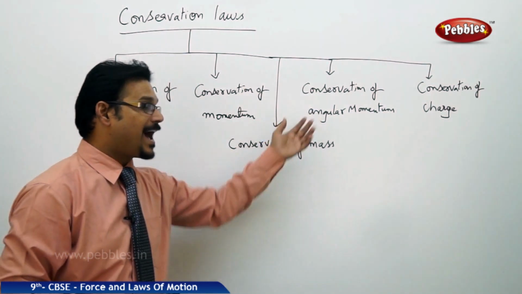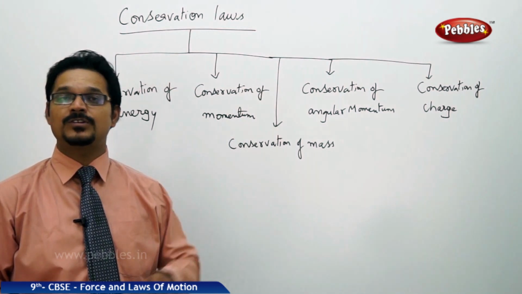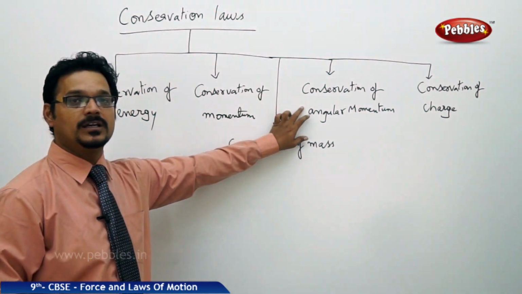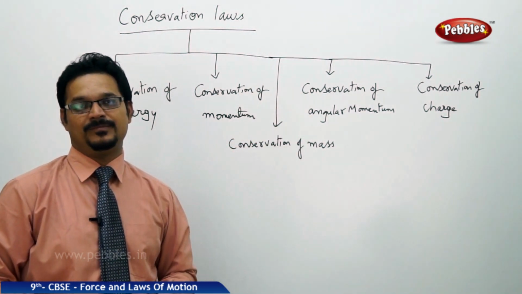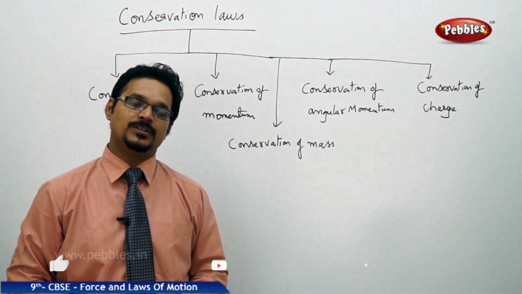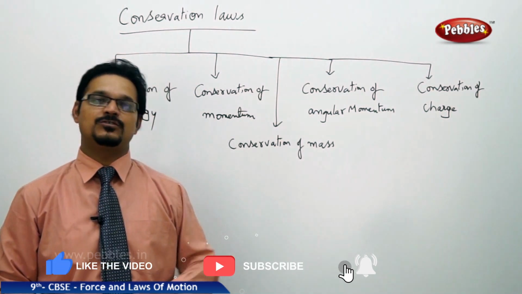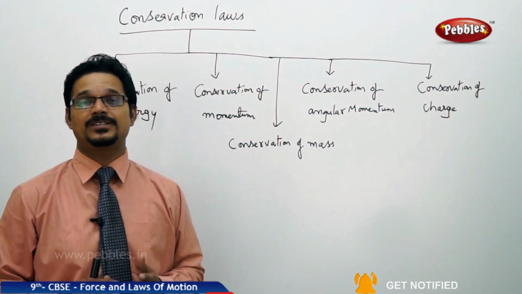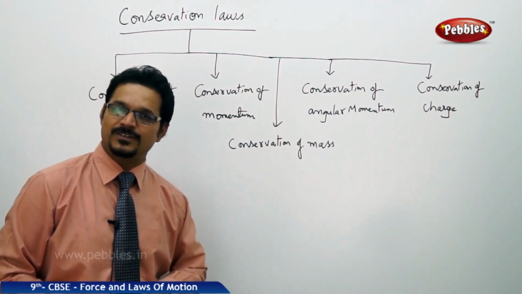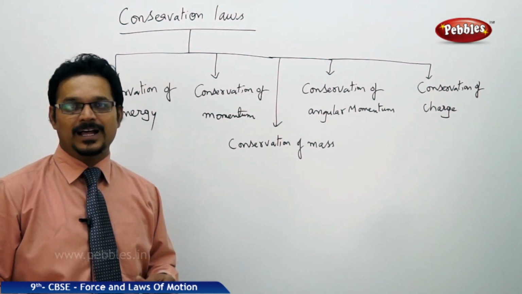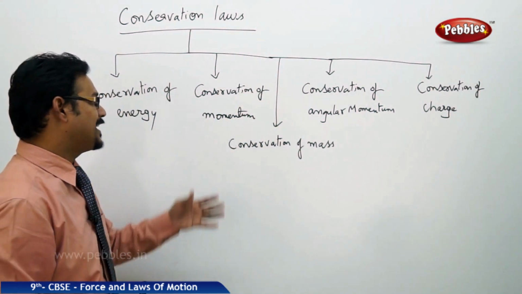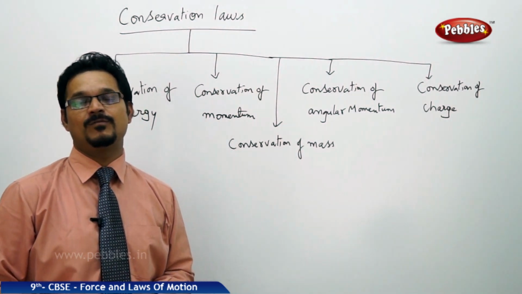Next, conservation of angular momentum. Here also, angular momentum remains constant when no external torque acts on the body. It is applicable in rotatory motion. Conservation of charge means total charge remains constant. You can show high charge somewhere, low charge somewhere, positive charge, negative charge, but total charge always remains constant. We can discuss more about these conservation laws, but I told you that in our class we are not discussing all this. Those are not in your portion. So we have only conservation of momentum, and we will discuss more about it.